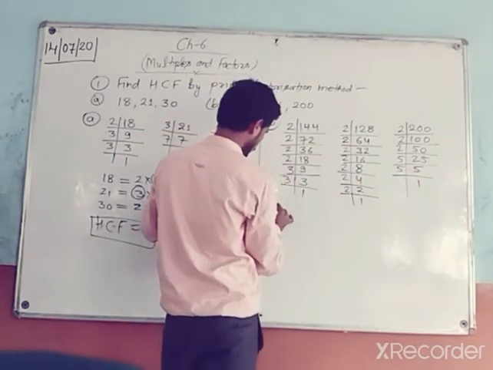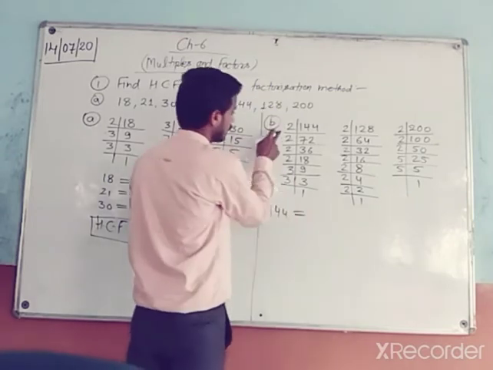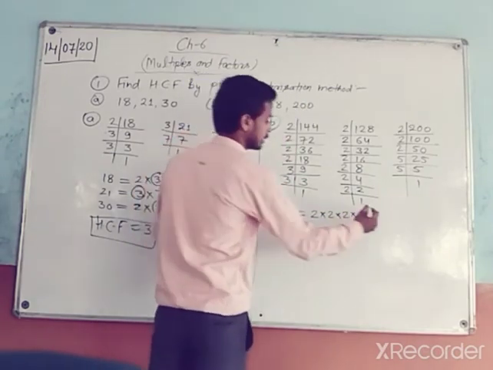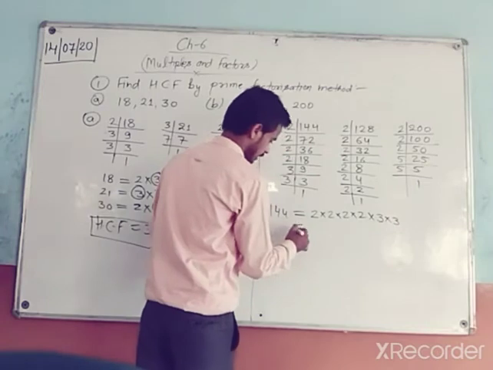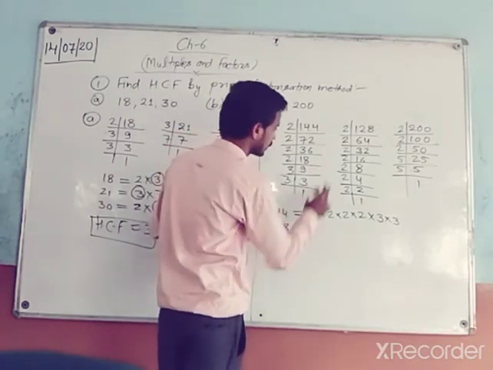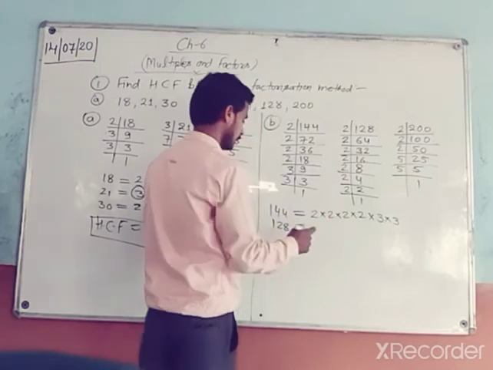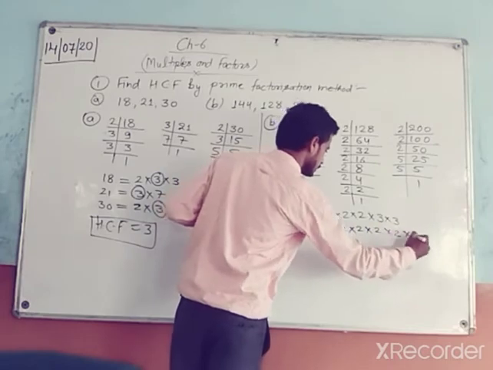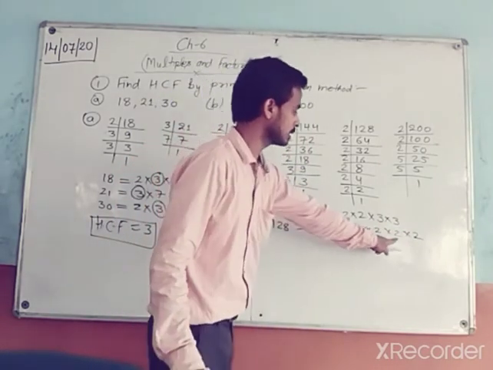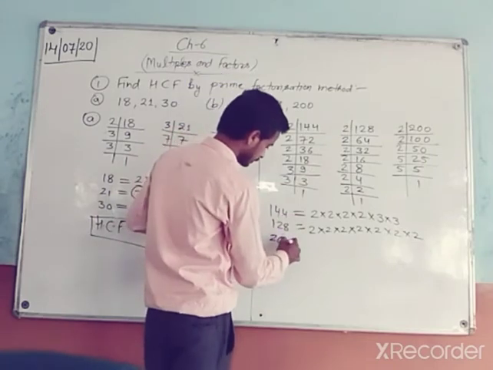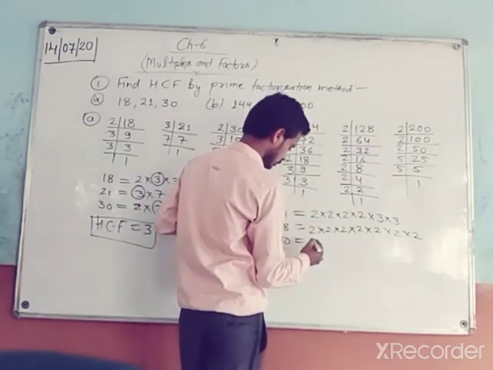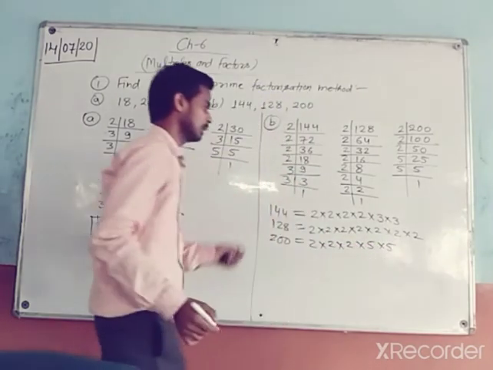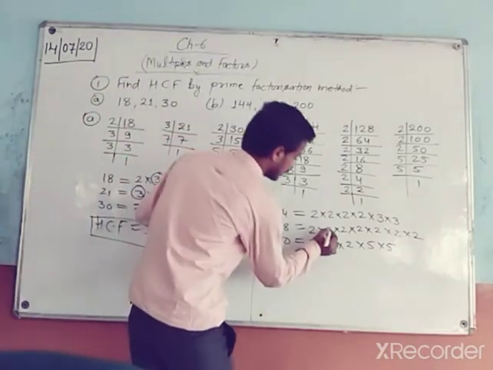Now write down: 144 is equal to 4 times 2, and then 2 times 3. 128 is equal to 7 times 2 only. Now in 200, 3 times 2 and 2 times 5. Now circle the common factors.